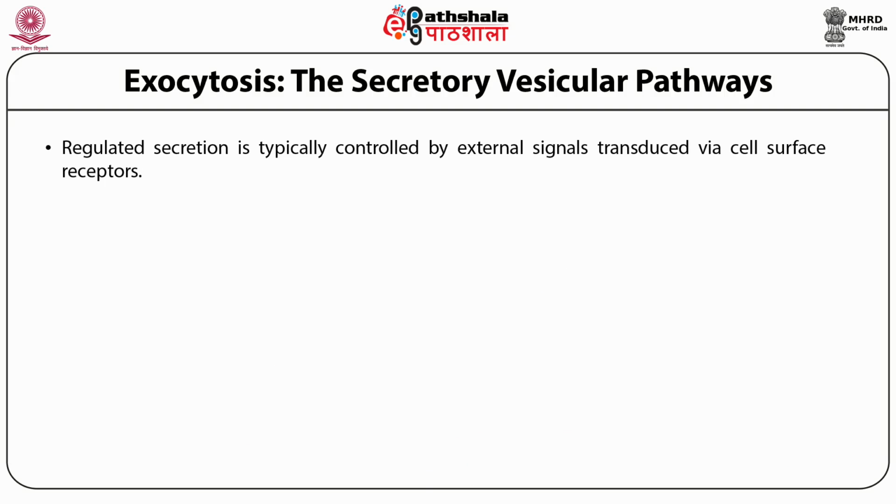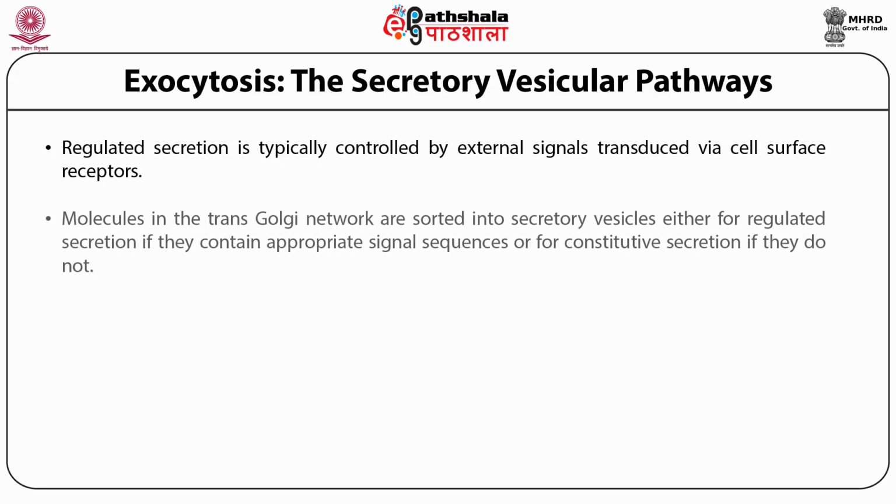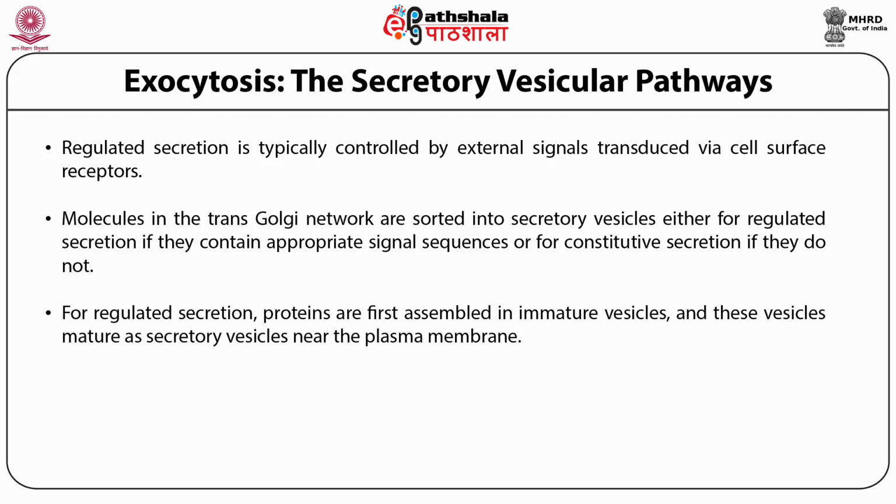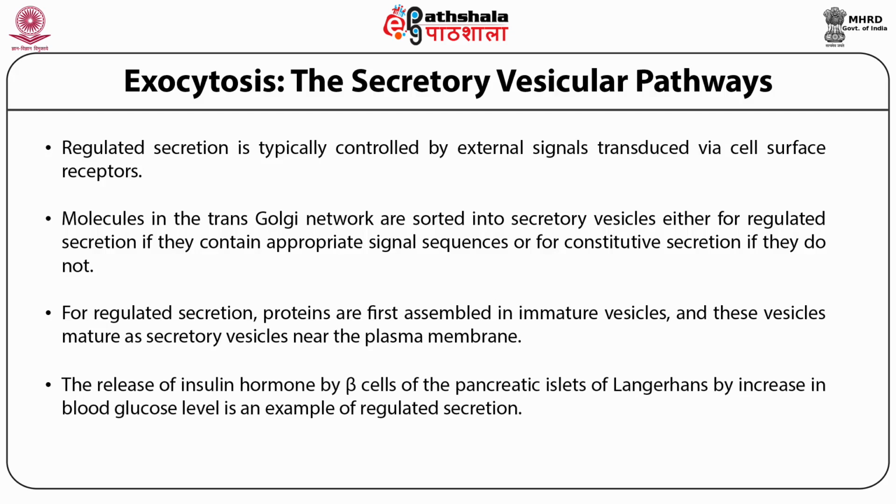Regulated secretion is typically controlled by external signals transduced via cell surface receptors. Molecules in the trans-Golgi network are sorted into secretory vesicles either for regulated secretion if they contain appropriate signal sequences, or for constitutive secretion if they do not. For regulated secretion, proteins are first assembled in immature vesicles, and these vesicles mature as secretory vesicles near the plasma membrane. The release of insulin hormone by beta cells of the pancreatic islets of Langerhans by an increase in blood glucose level is an example of regulated secretion.